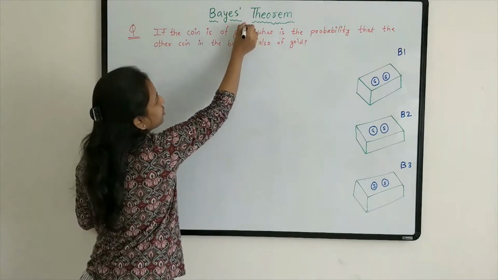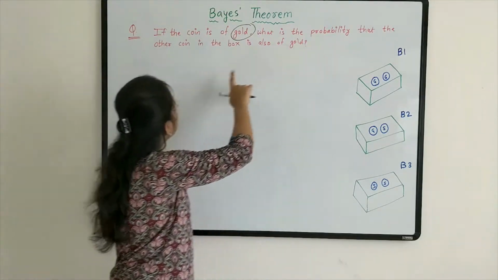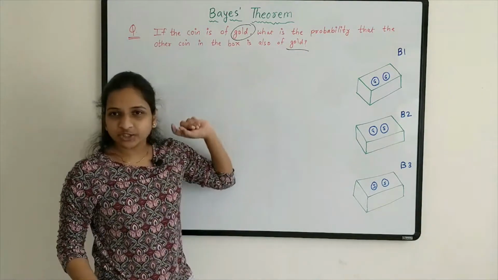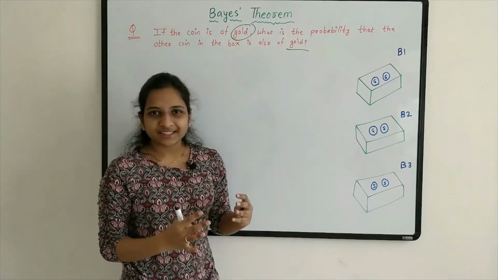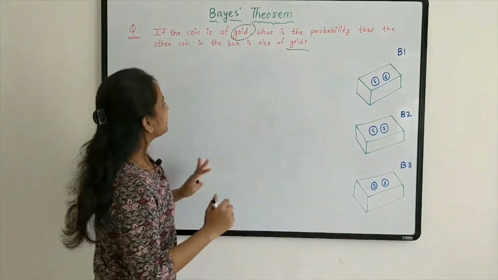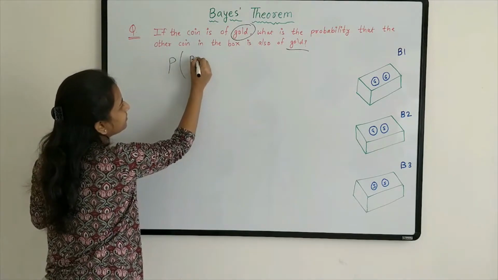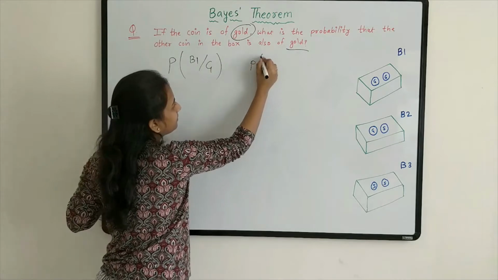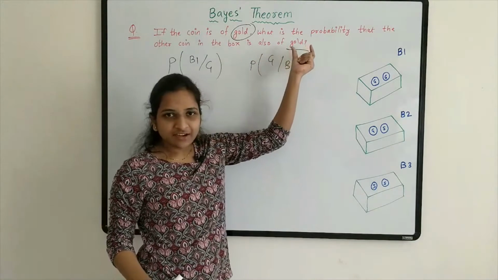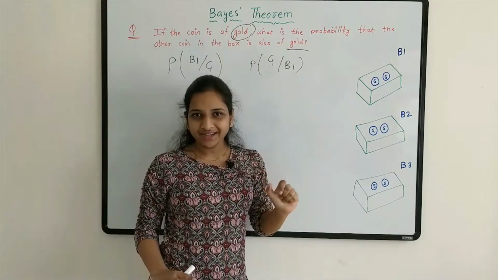If the coin is of gold, it is already known that it is a gold coin. Then what is the probability that the other coin in the box is also of gold? Means both coins should be gold. Means indirectly they are asking what is the probability that box 1 is chosen. Right? See, what they are asking, let's find out. Are they asking B1 given gold or probability of gold given B1 box? Indirectly they are asking what is the probability that the gold coin is chosen, that is from box 1, right?